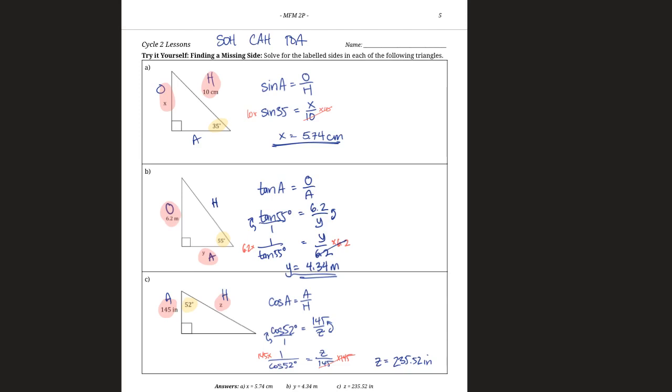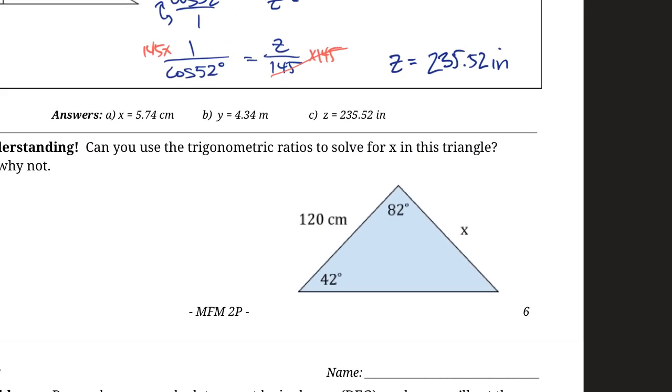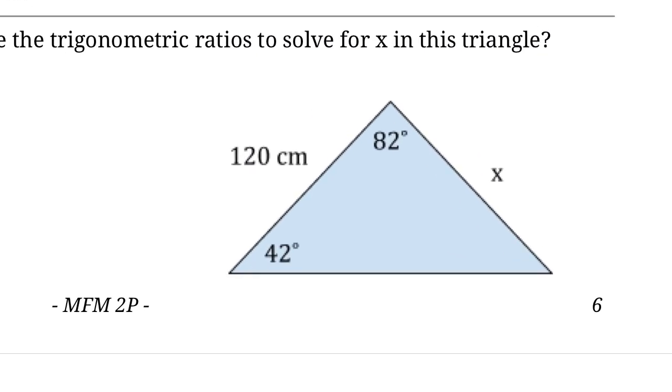That's how you find missing sides using trigonometry. Now notice how there's a last question down here. Check your understanding. Could I use the same process to find this missing x here? And the answer is no. And the reason why is because this is not a right angle triangle.